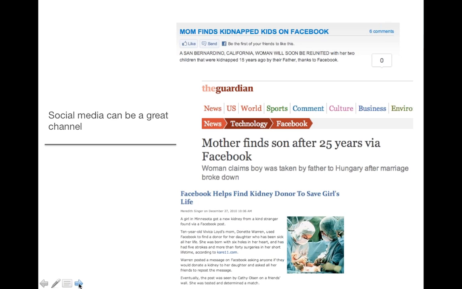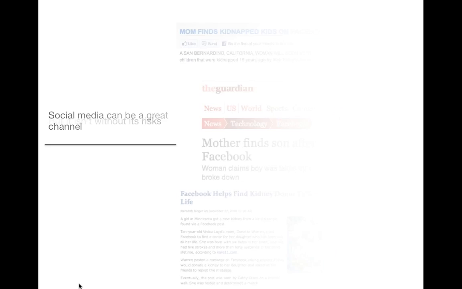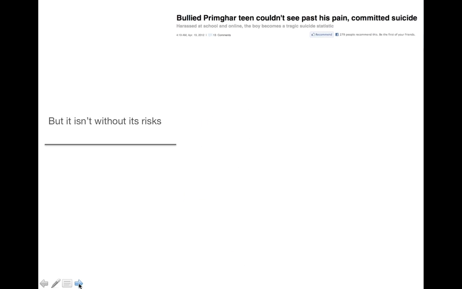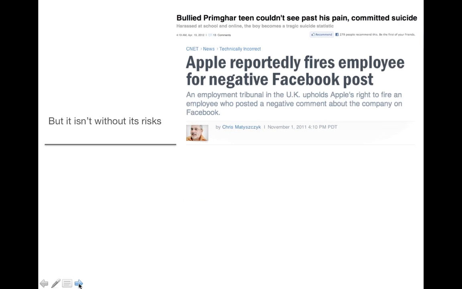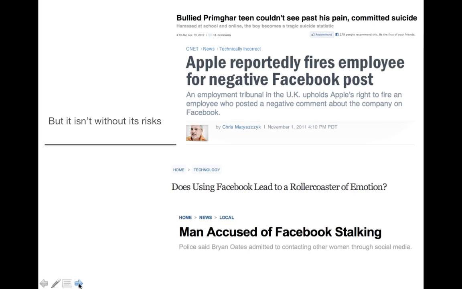But on the other side, social media is not without its risks, as we've obviously seen and heard. I don't think a week goes by that across my news feed I don't see something about a bullied teen who commits suicide because of something on Facebook, or some employee getting in trouble, for example, like this one at Apple, for something they posted on Facebook, or, now there's supposedly a diagnosis for addiction to social media within the medical field and the psychological field. And people stalk. I mean, who hasn't looked up their old girlfriend or their ex-boyfriend or something like that online?